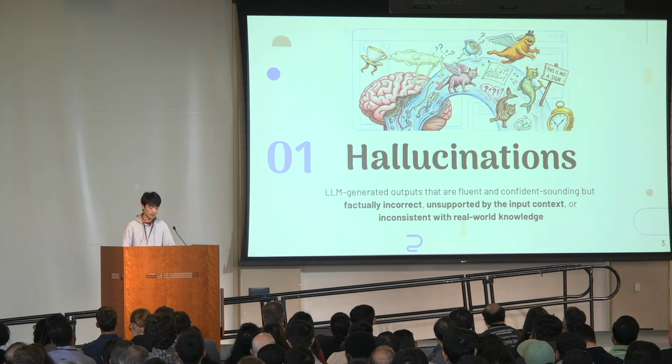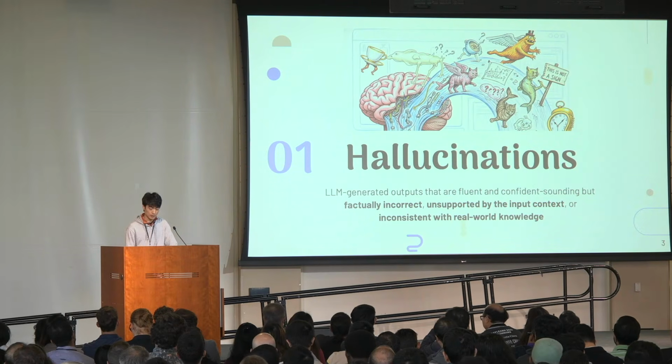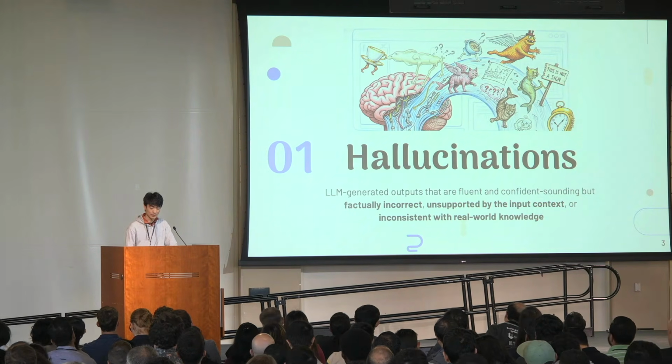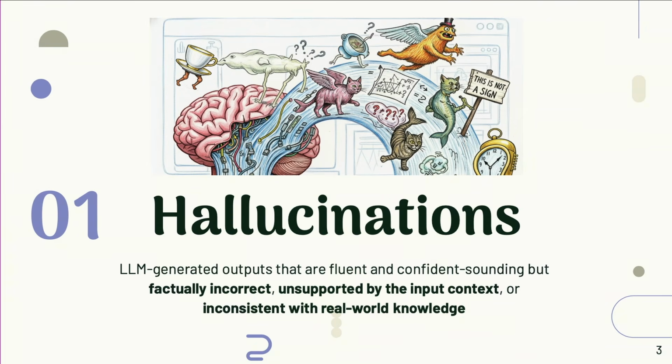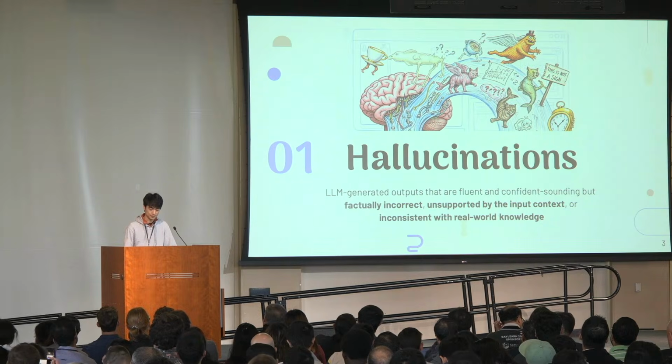To begin with, hallucinations in the LLM space is quite an overloaded term, but here's a definition that works for most of the cases. We can define it as LLM-generated outputs that are fluent and confident sounding, but factually incorrect, unsupported by the input context, or inconsistent with real-world knowledge.